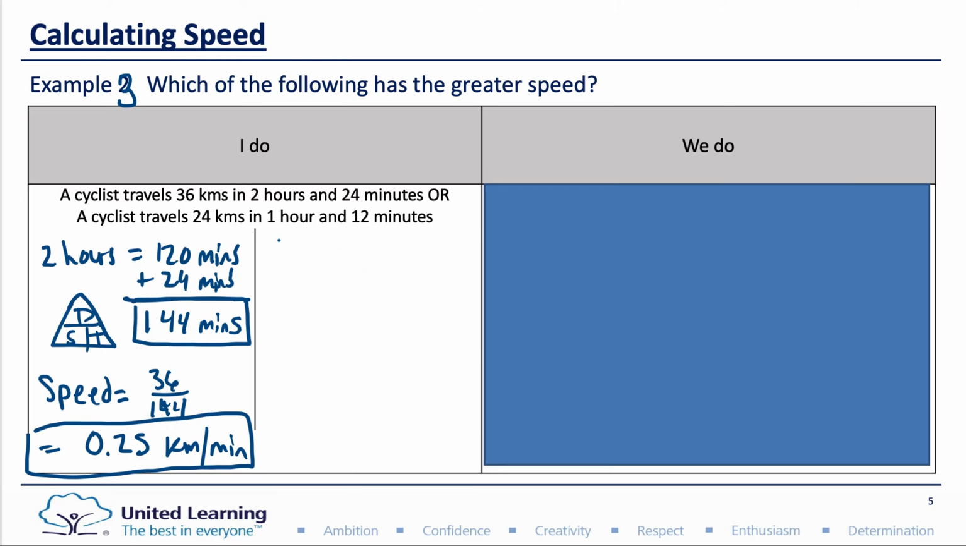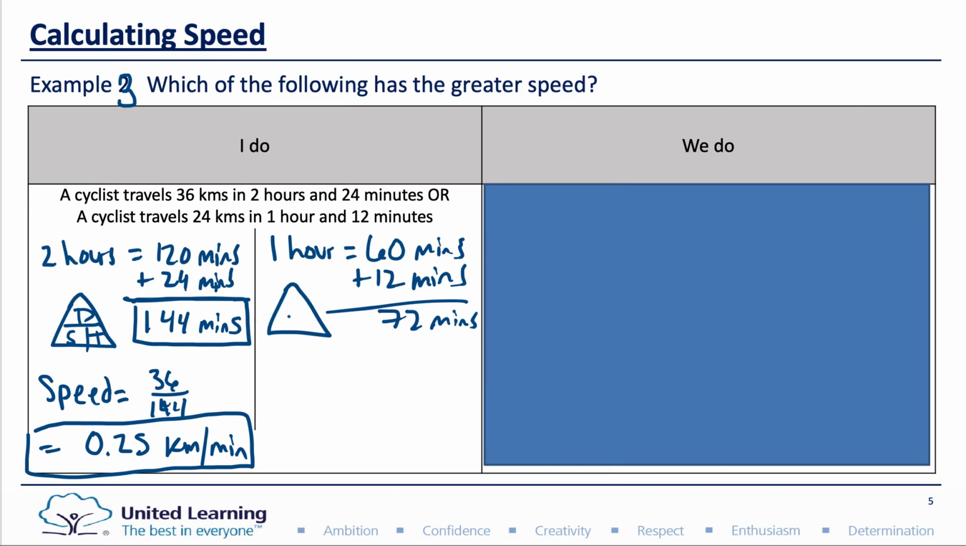And now for this one. Okay, so 1 hour I know is equivalent to 60 minutes. And I'm going to add on the additional 12 minutes to get a total of 72 minutes. Right, again, going back to that triangle, speed equals distance divided by time. Perfect, okay. I'm going to do 24 kilometers divided by 72 minutes to get, again, calculator time. 24 divided by 72 is 0.3 recurring.